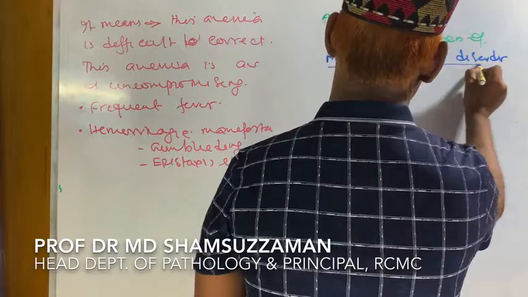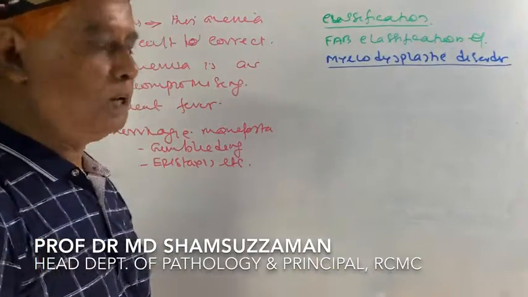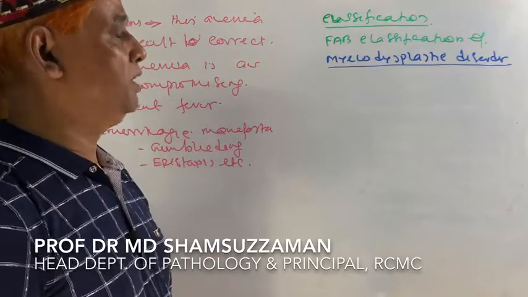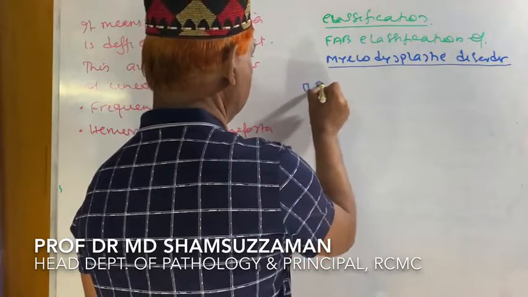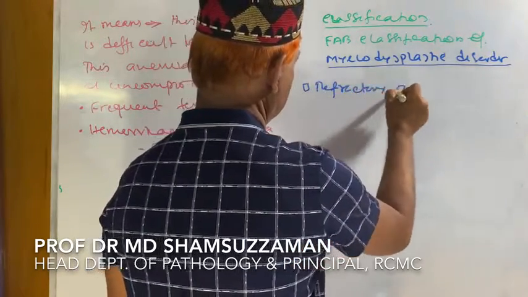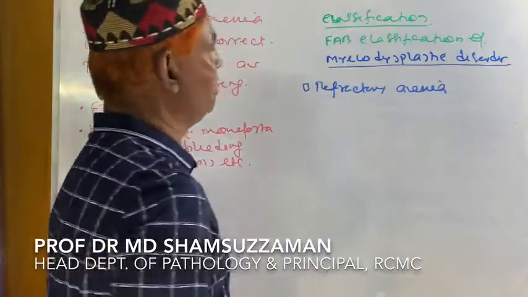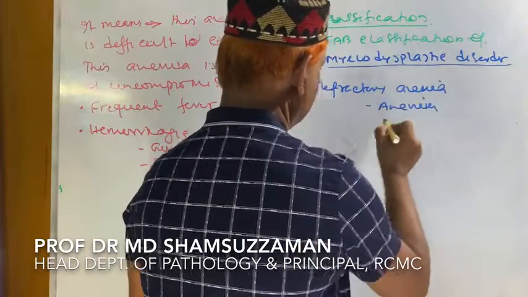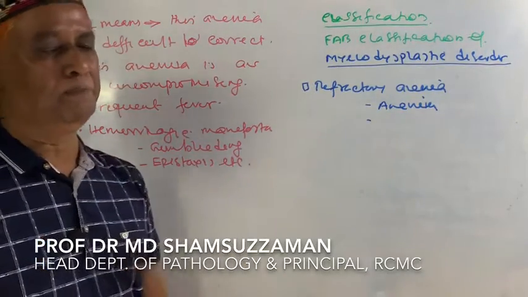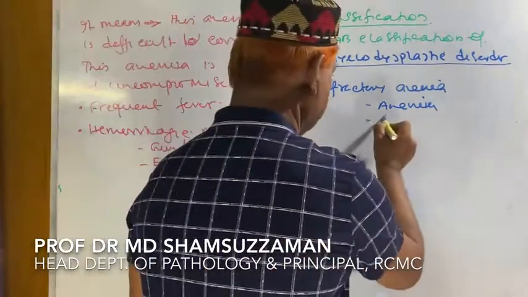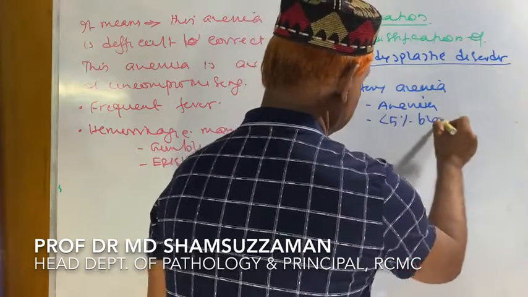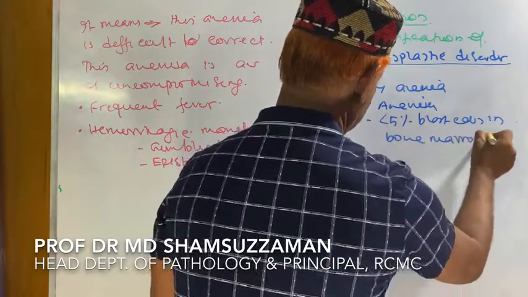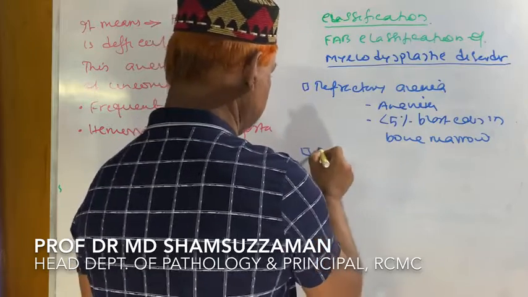Dear audience, we can recapitulate. There is FAB classification of acute leukemia also, you know. FAB classification of myelodysplastic disorder. Refractory anemia. In this type of myelodysplastic disorder, the patient suffers from anemia, and there is less than 5% blast cells in bone marrow. And there is refractory anemia.